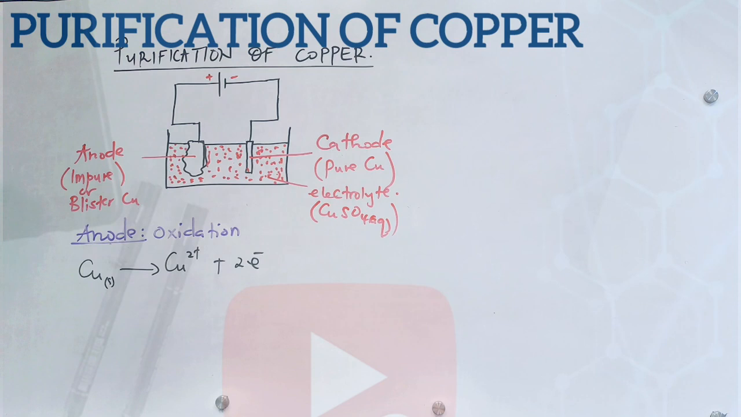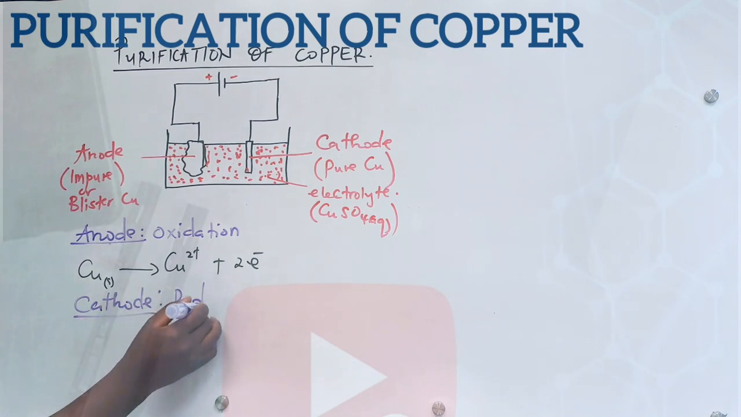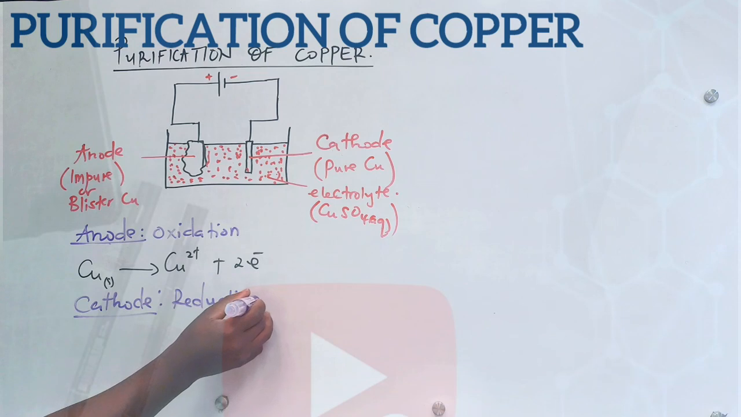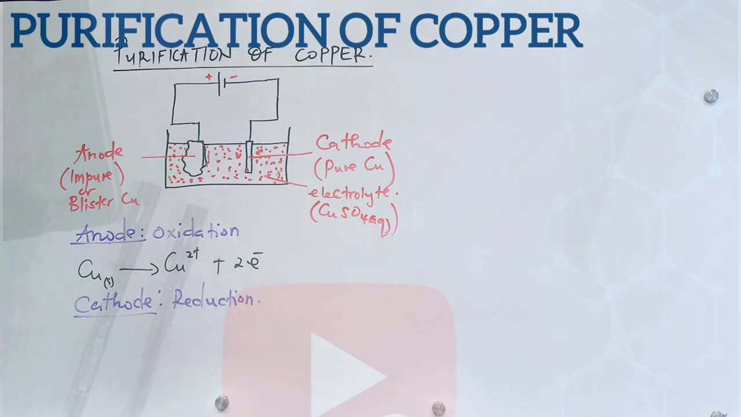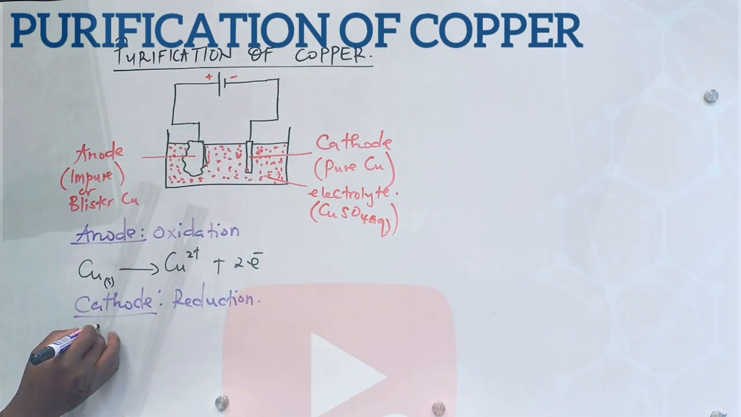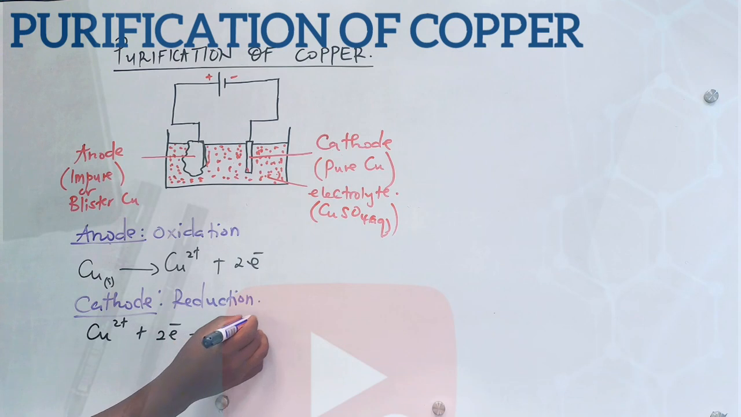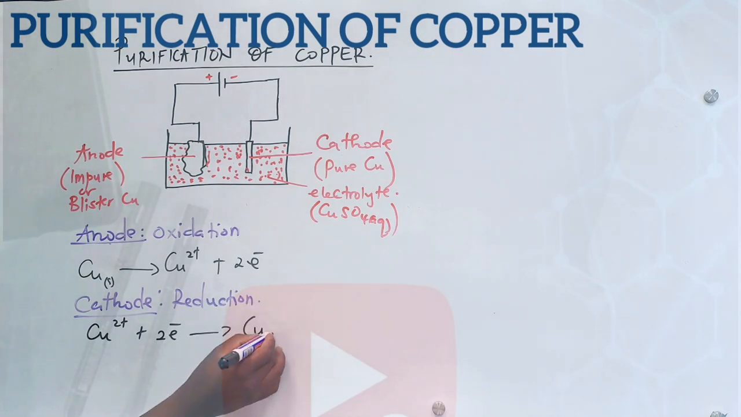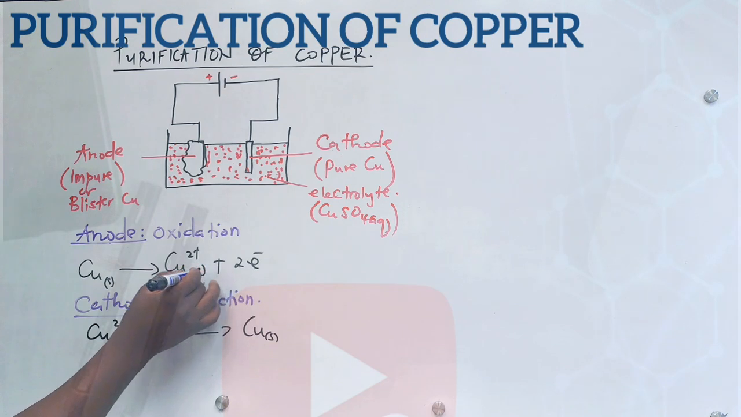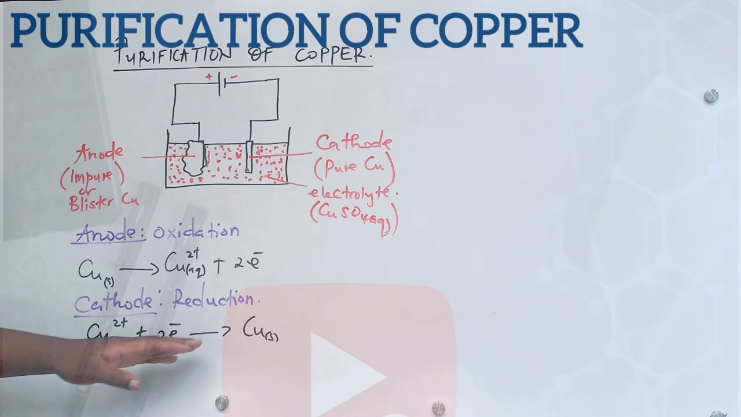Then at the cathode, reduction takes place. Copper is being reduced there. The half equation for the reduction of copper is: copper ions, which are already in the solution or in the electrolyte, gain 2 electrons. Then we form copper solid. So this is aqueous and solid. This is how copper is reduced.